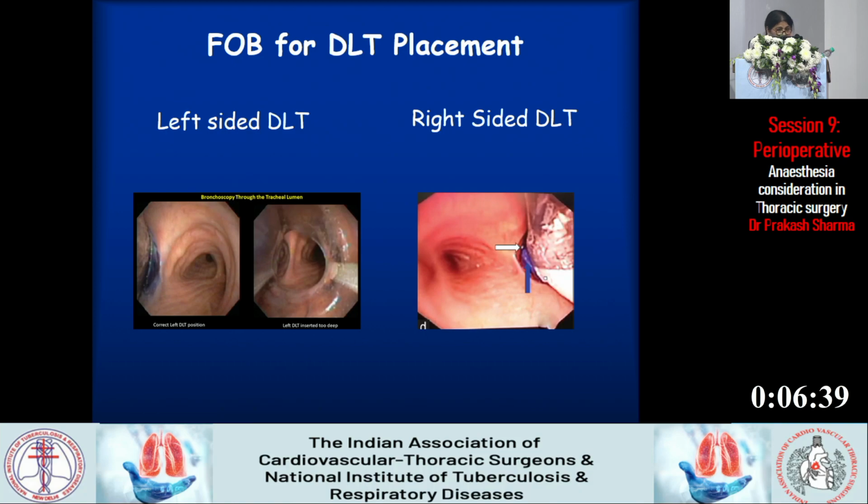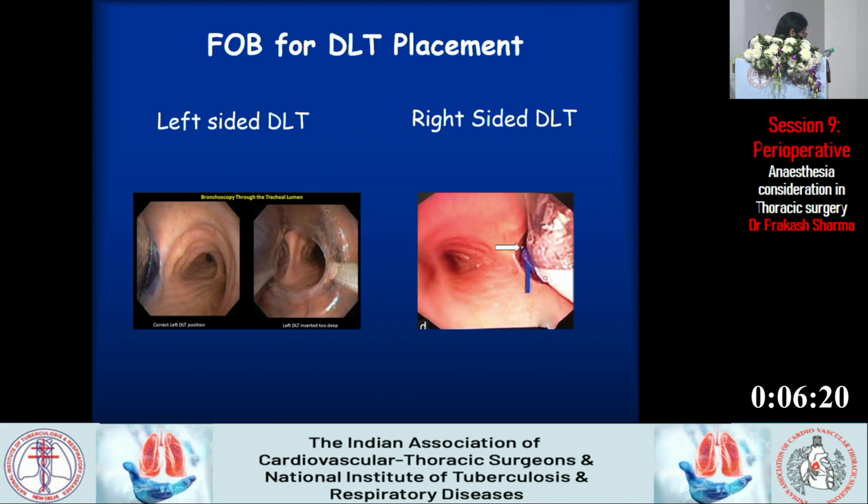Now, after putting in a double-lumen tube, the confirmation of placement of the tube is of utmost importance. This is a bronchoscopy which has been done through a left-sided double-lumen tube. This is the tube, the carina, and the tube has got two cuffs, the bronchial cuff and the tracheal cuff.